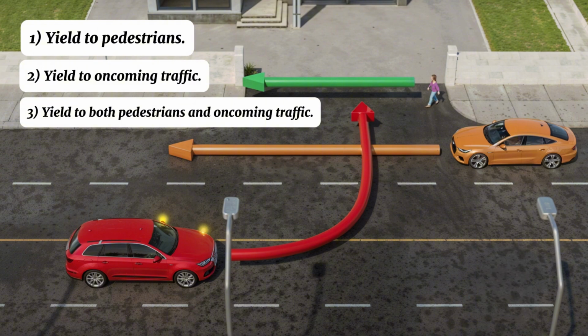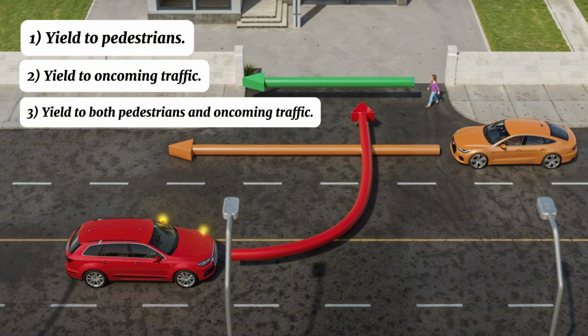All right, I hope you had enough time to make your choice. Now let's analyze this situation step by step. In the image, we see 3 key elements: 2 cars and a pedestrian. The red car, which represents you in this scenario, wants to turn left into a driveway. The yellow car is traveling straight in the opposite direction. Meanwhile, a pedestrian is crossing the road, walking straight ahead.